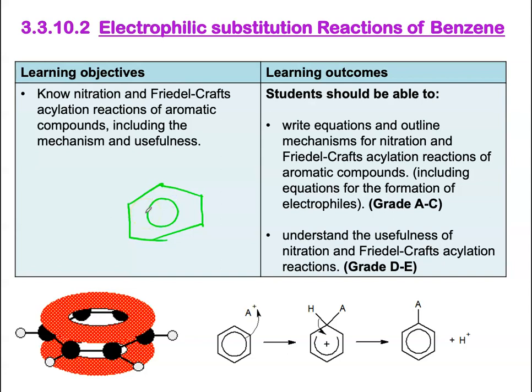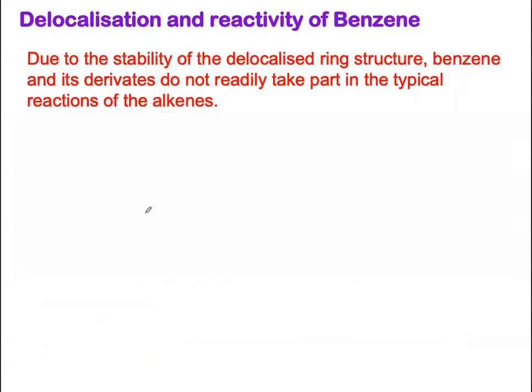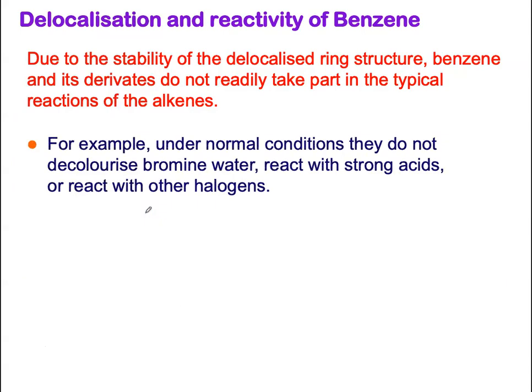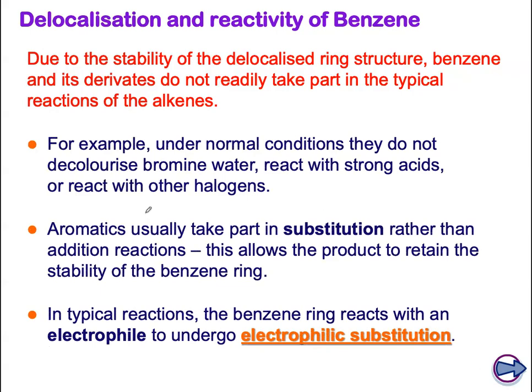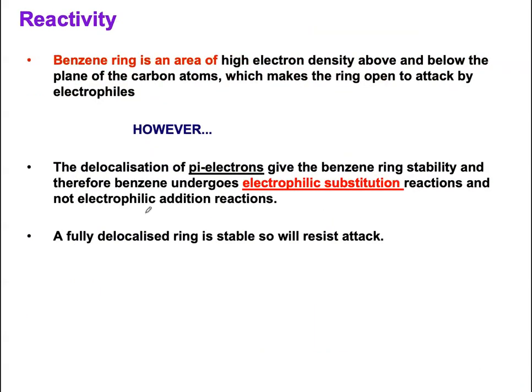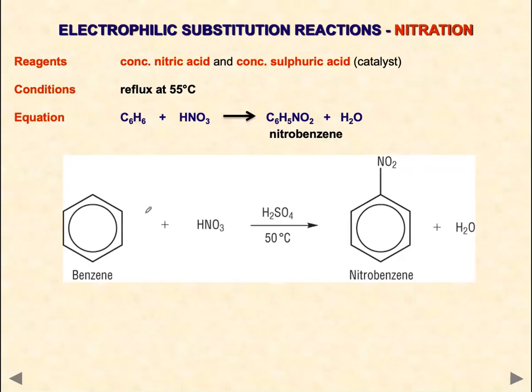So now let's look at the reactions of benzene. Due to the stability of the delocalized rings, benzene does not react like alkenes. Benzene undergoes electrophilic substitution reactions. So this is what I want to look at. The first reaction I want to look at is the nitration of benzene. Please note here the conditions: the reagents are concentrated nitric and concentrated sulfuric acid.